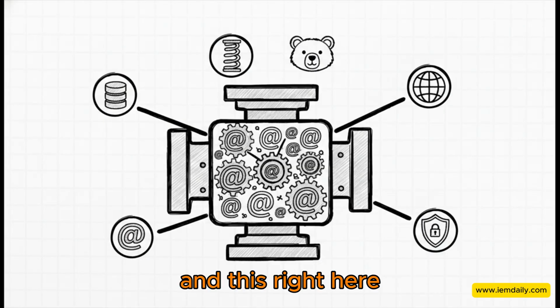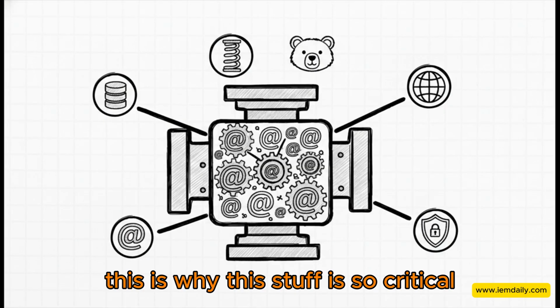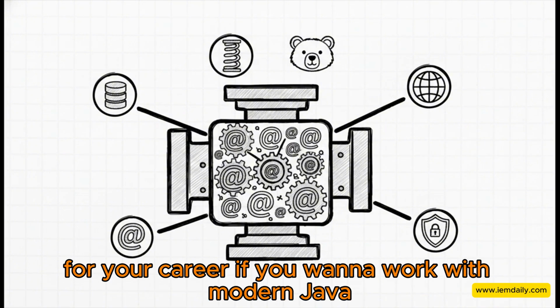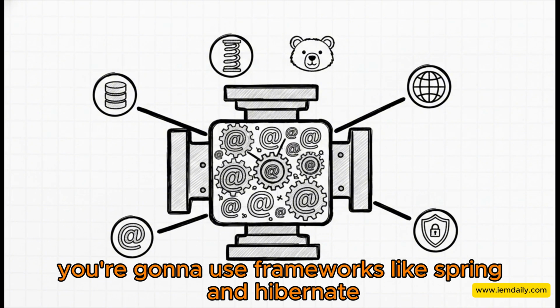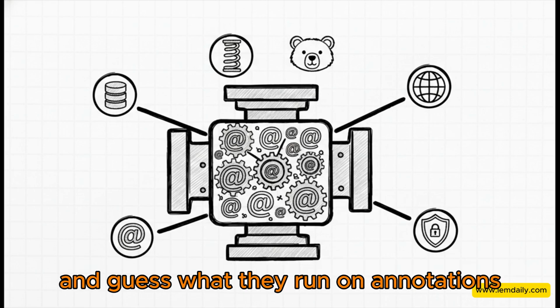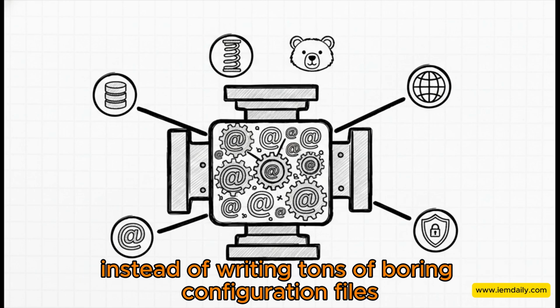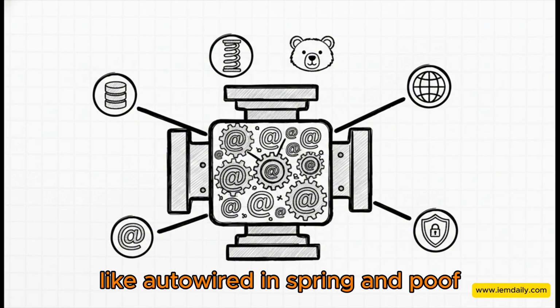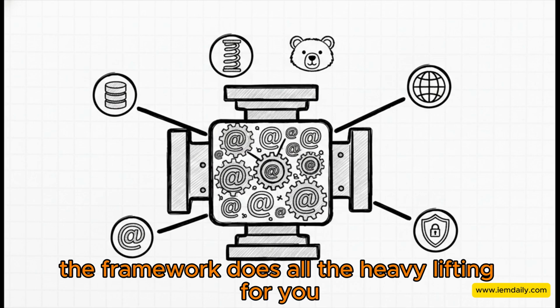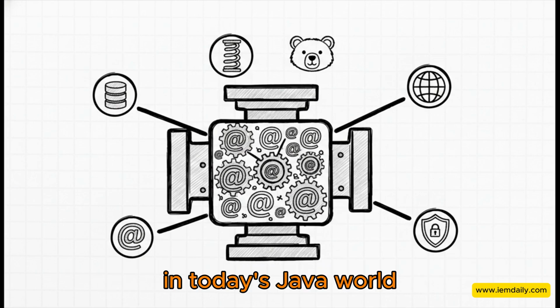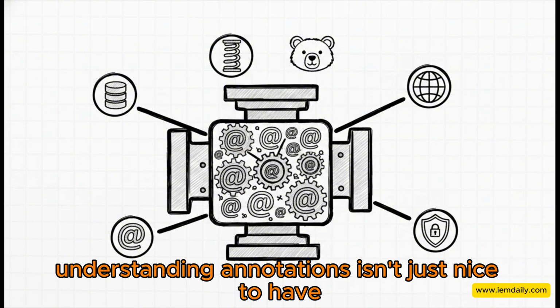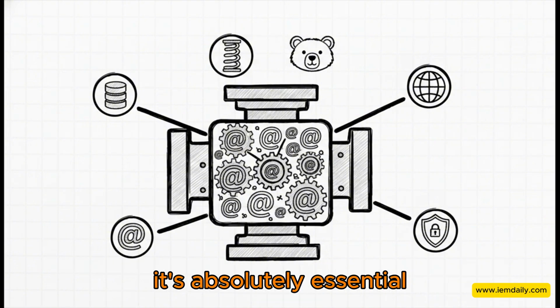And this right here, this is why this stuff is so critical for your career. If you want to work with modern Java, you're going to use frameworks like Spring and Hibernate. And guess what they run on? Annotations. Instead of writing tons of boring configuration files, you just use a simple annotation like @Autowired in Spring, and poof, the framework does all the heavy lifting for you. In today's Java world, understanding annotations isn't just nice to have, it's absolutely essential.